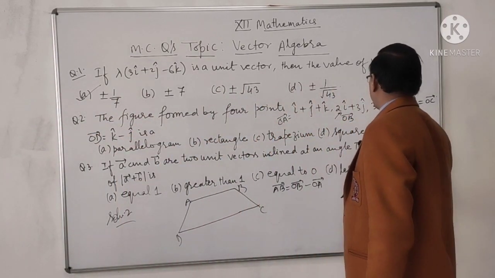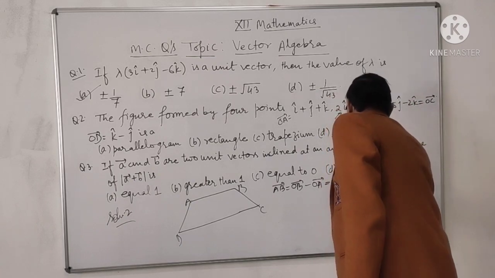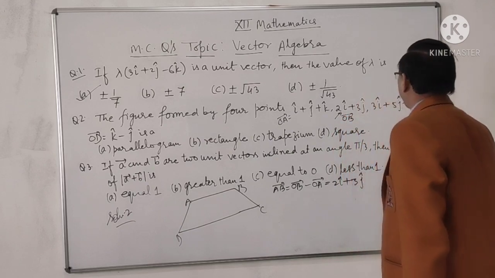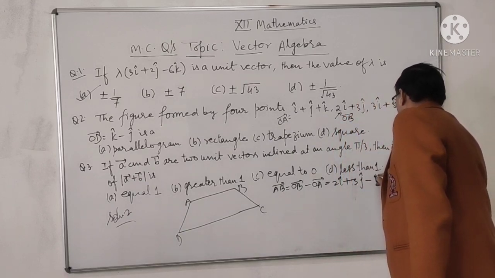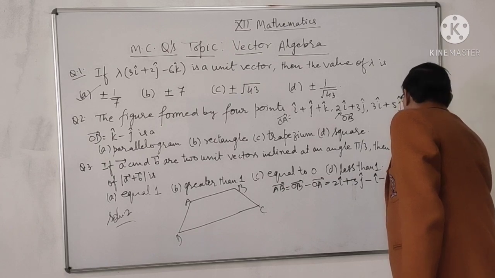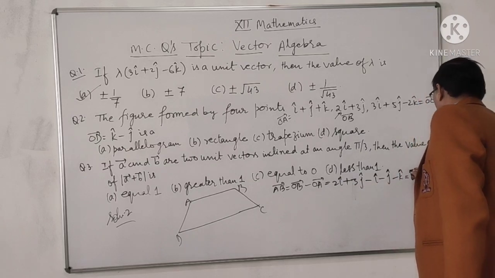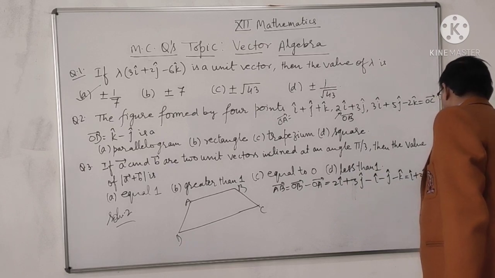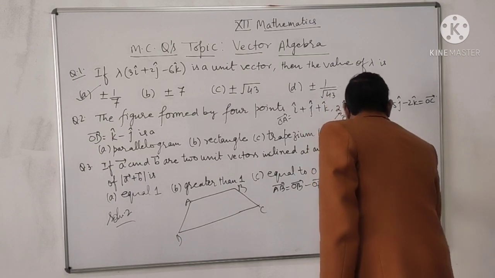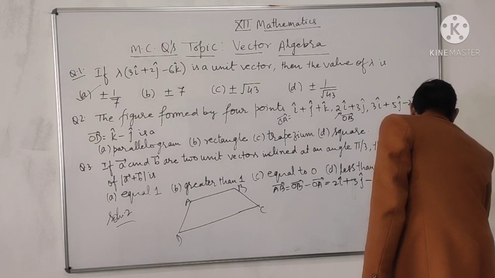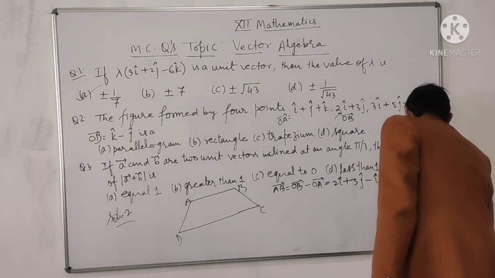Then OB minus OA. It is 2i cap plus 3j cap minus i cap minus j cap minus k cap. It is i cap plus 2j cap minus k cap, and mod of AB vector equals root of 1 plus 4 plus 1, which is root 6.